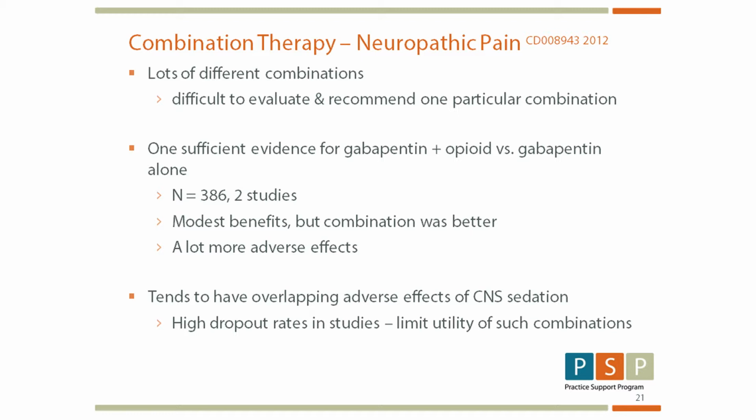For example, here, two studies using 386 patients in total showed some modest benefits in the combination of an opioid and gabapentin. Now again, there are a lot of adverse effects because of some of those overlapping side effects of both of those medications. I guess in summary, we have to just use each one of these medications with caution.